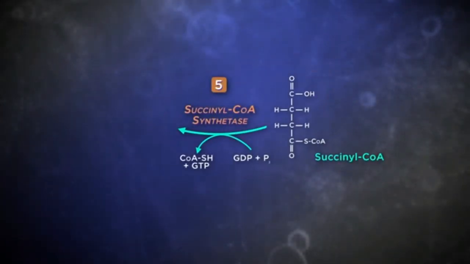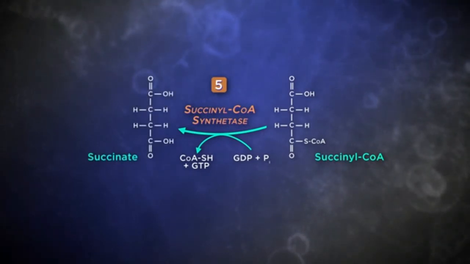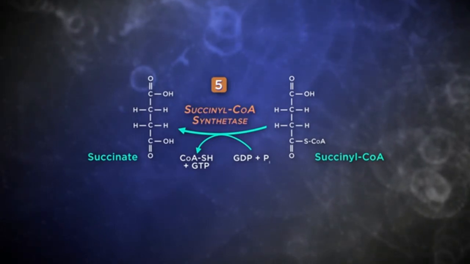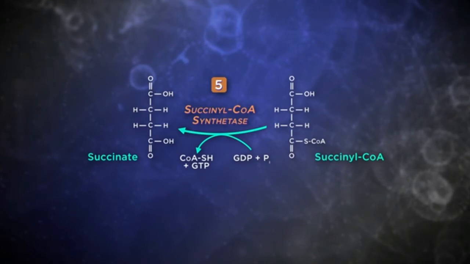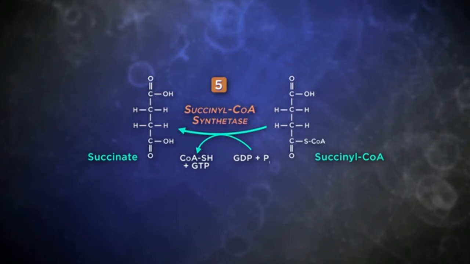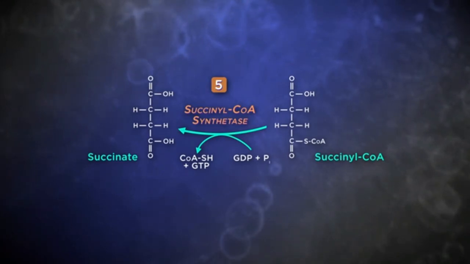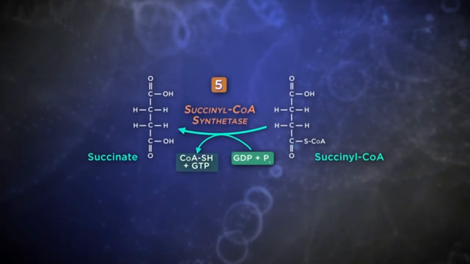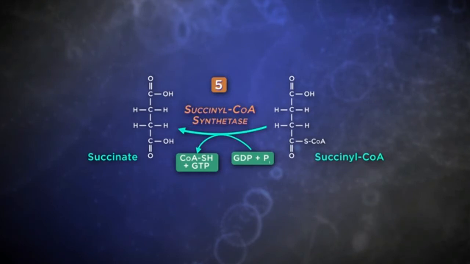In step 5, the coenzyme A is removed from succinyl CoA to produce succinate. Removal of the CoA from succinyl CoA is also a very energetically favorable reaction, just like we saw in the first reaction when the CoA was released from acetyl CoA. That's because the bond between succinate and coenzyme A is a high energy one. The energy released is used to convert guanosine diphosphate, or GDP, to guanosine triphosphate, GTP. Energy in GTP is equivalent to that in ATP.